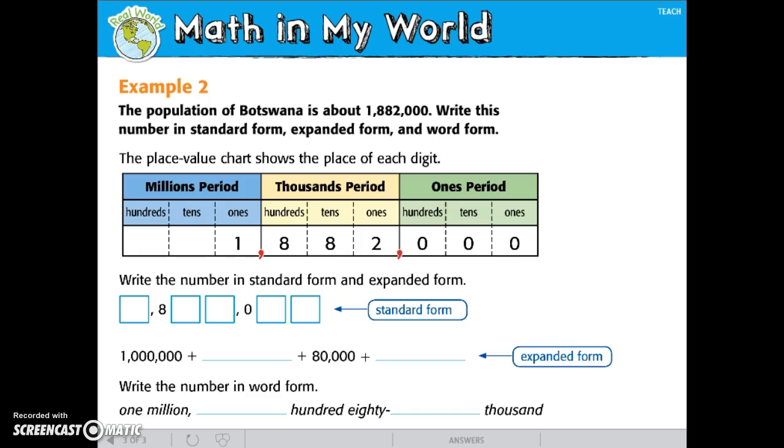Example 2: the population of Botswana is about 1,882,000. Write this number in standard, regular form, expanded as an addition problem, and then word form. If you need to pause, please pause, but I'm going to go ahead and put the answers up for those who are ready. Hopefully, this is what you have.